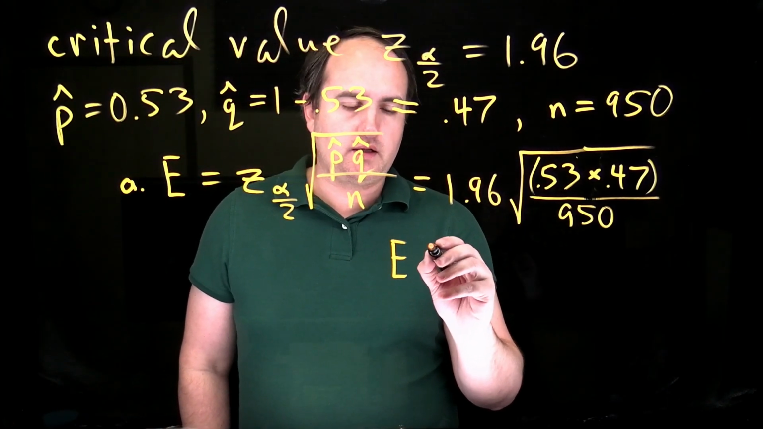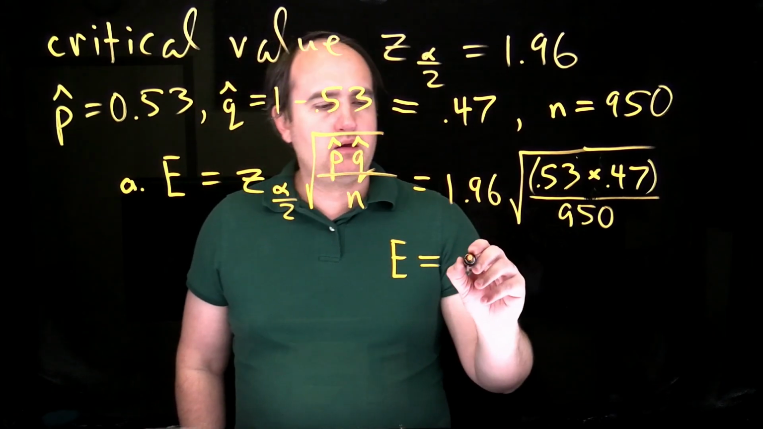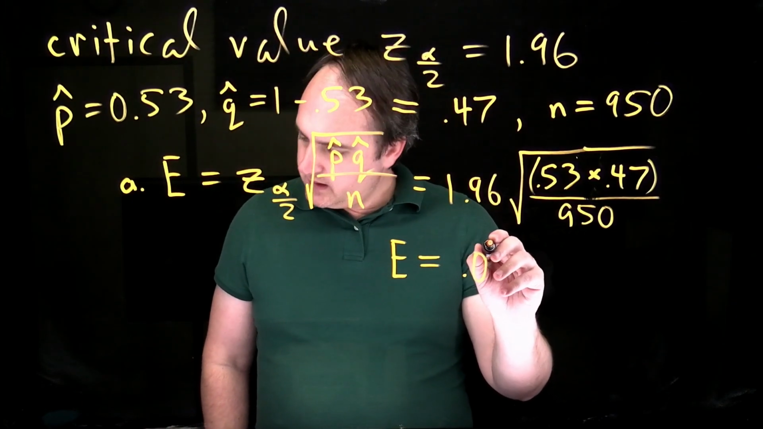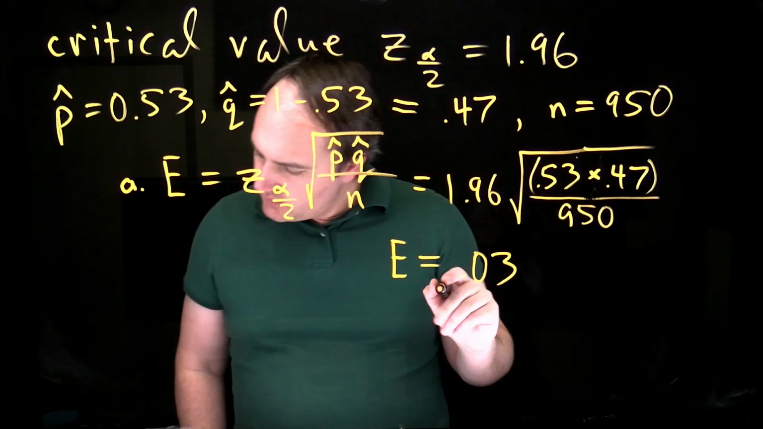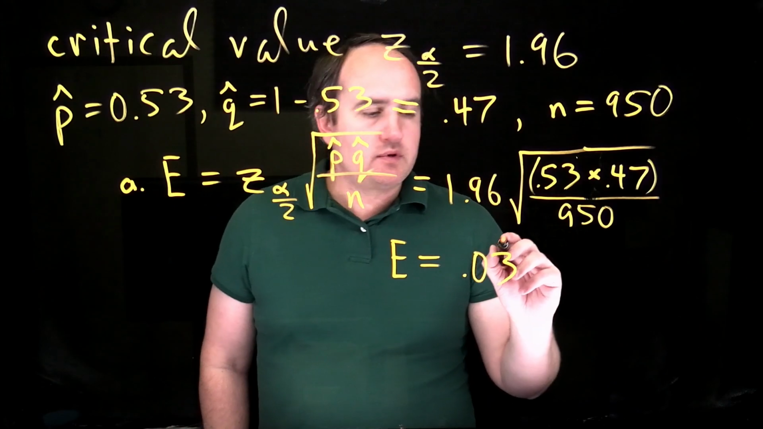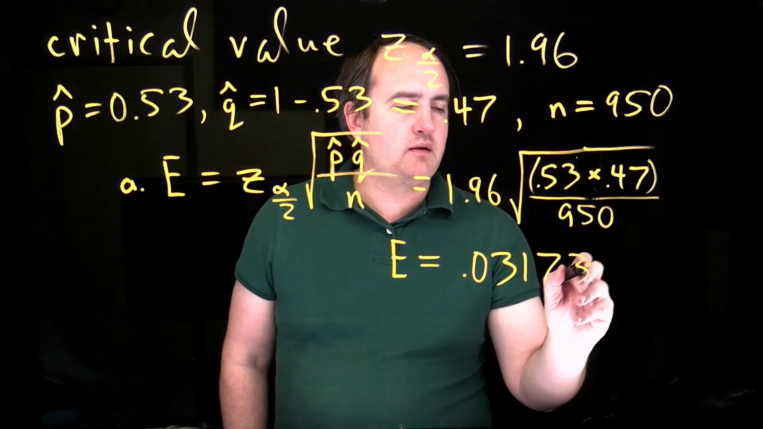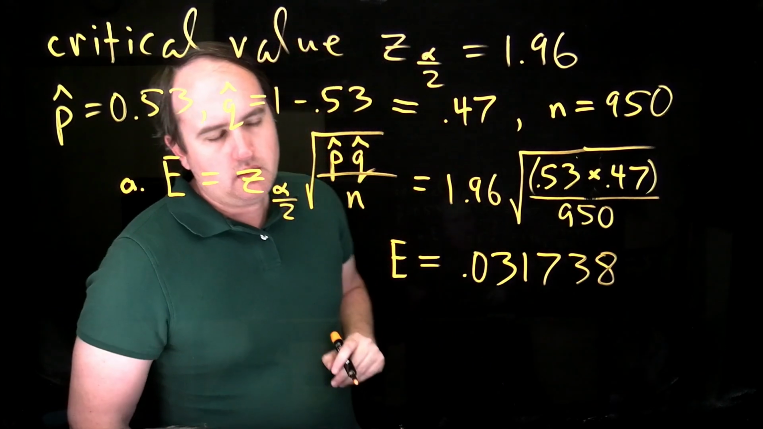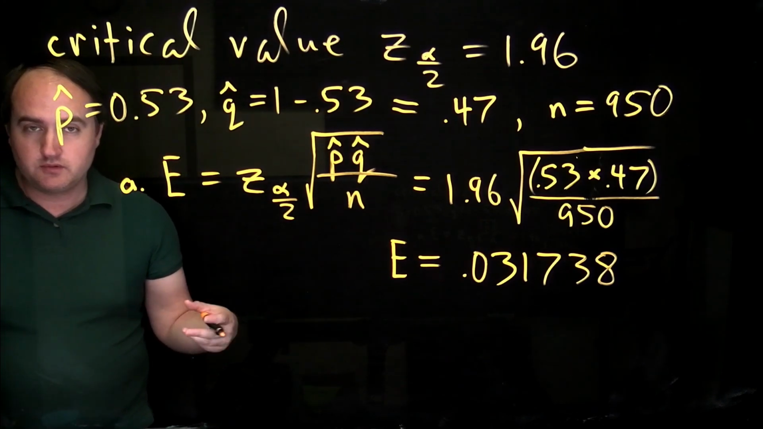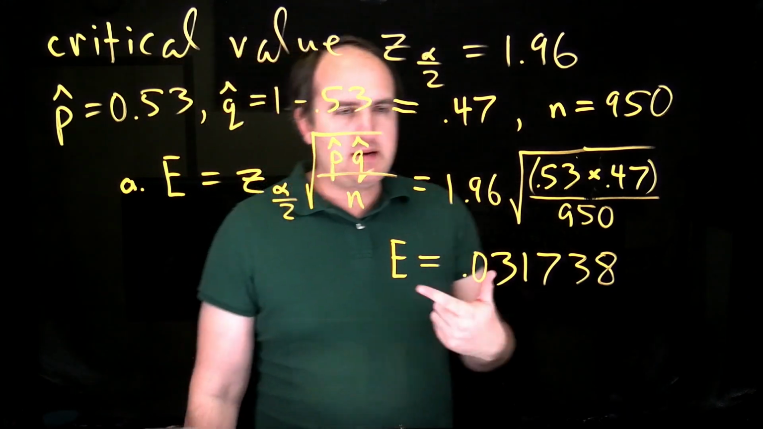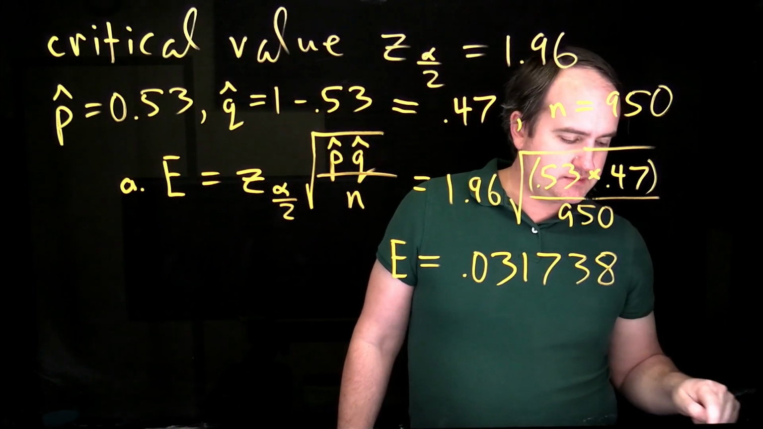I'm going to go ahead and write out a lot of digits. So we got E equals 0.031738. Now, if they ask us to round it, like in our homework, we do need to round it. But right now, I'm just writing out a lot of digits.